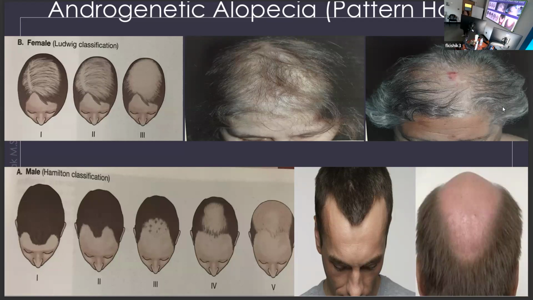Sorry, if someone were to get a hair transplant at the top, would that hair also get affected by DHT over time and fall out again? No, that's why we don't worry about it. We can just take these hairs and transplant them. They can fail for other reasons, but not because of that.